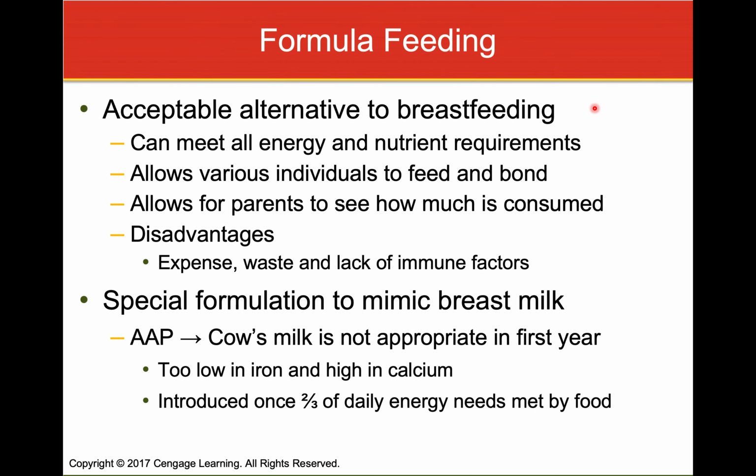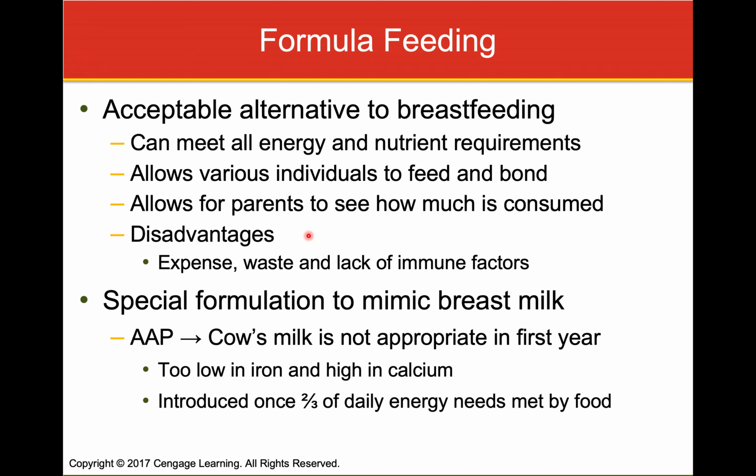Speaking of formula feeding, it is an acceptable alternative to breastfeeding. So you can meet all the energy and nutrient requirements of breastfeeding through formula feeding. One of the advantages of formula feeding is that it allows various individuals to feed and bond. So instead of just the mother being able to feed, it gives an opportunity for dad, grandma, grandpa to hold the baby and bond with it.